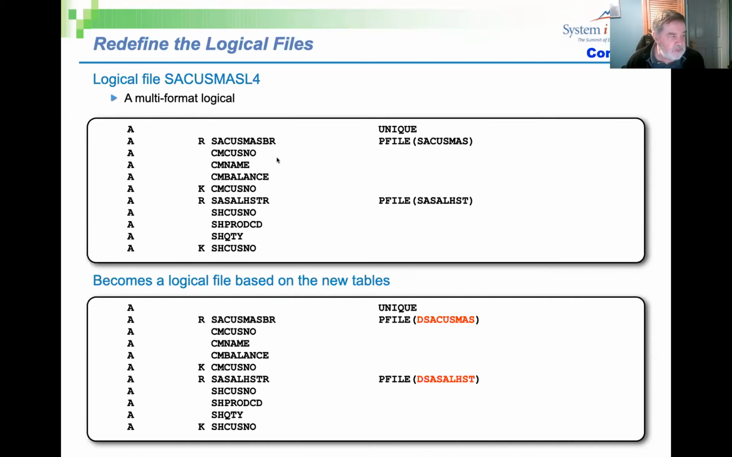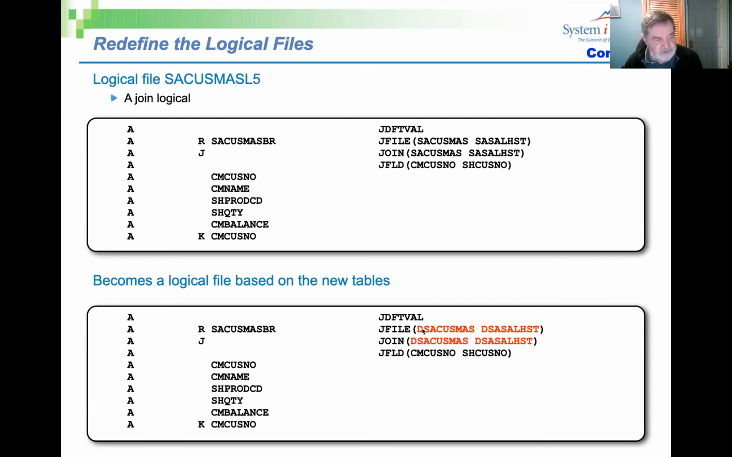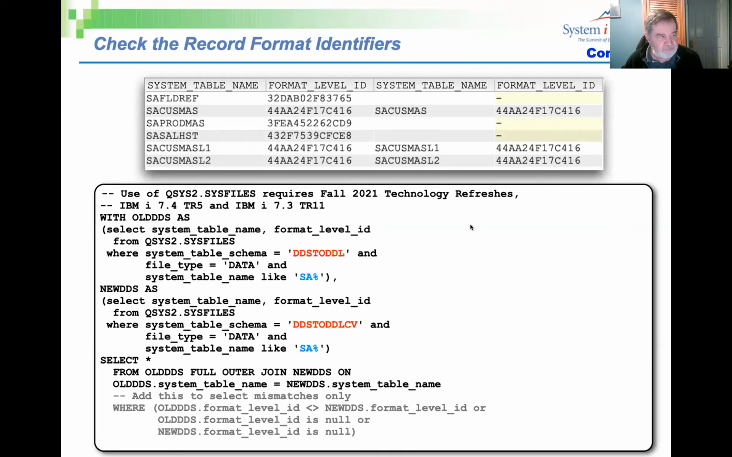Again, just so you're seeing examples here, this is where we would have had a multi-format logical. This is now a multi-format logical over two tables. Again, all that's changing here is the physical file names to the table names. This is a join logical, and again, the exact same, all that's changing here is the table names, and that's it.